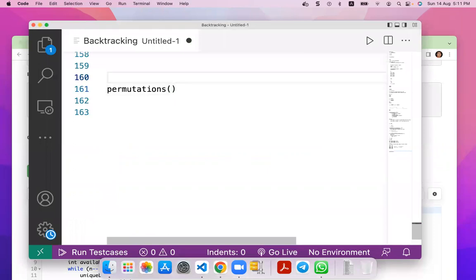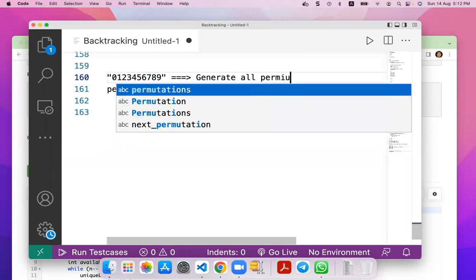So we need permutations of 0, 1, 2, 3, 4, 5, 6, 7, 8, 9. We need all the permutations of this, and it will generate only those numbers which have unique digits. If you generate all the permutations of this, you will get all numbers which have unique digits, because every digit we are using once.